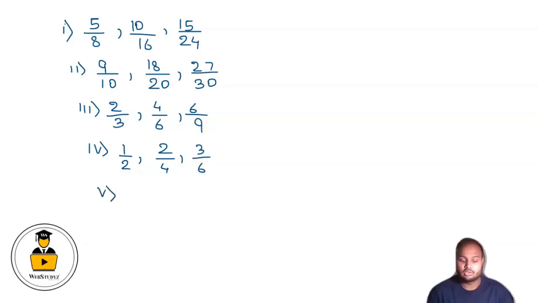Similarly for the last part, the fifth, we had 2 by 5. So multiplying it by 2 by 2, we get 4 by 10, and multiplying it by 3 by 3, we get 6 by 15. So we have answered all the required things here.